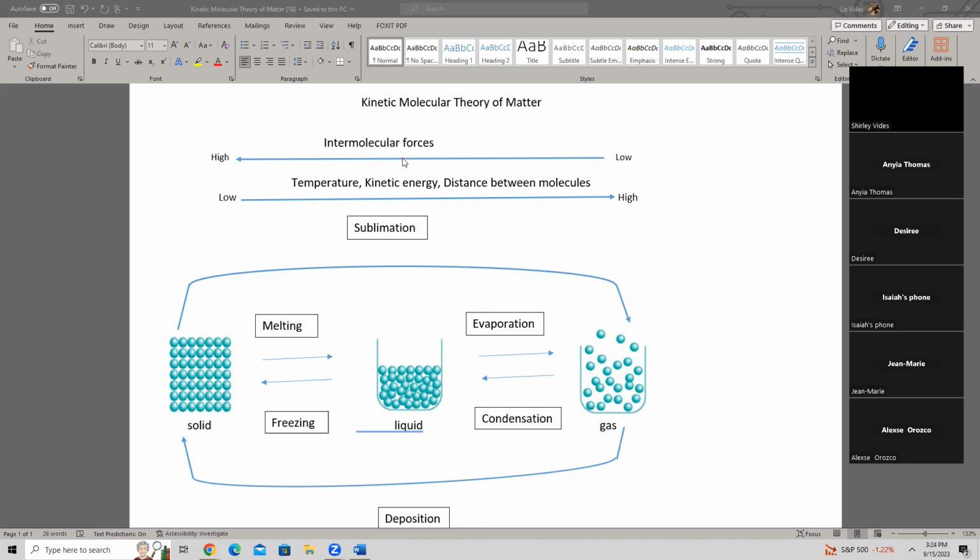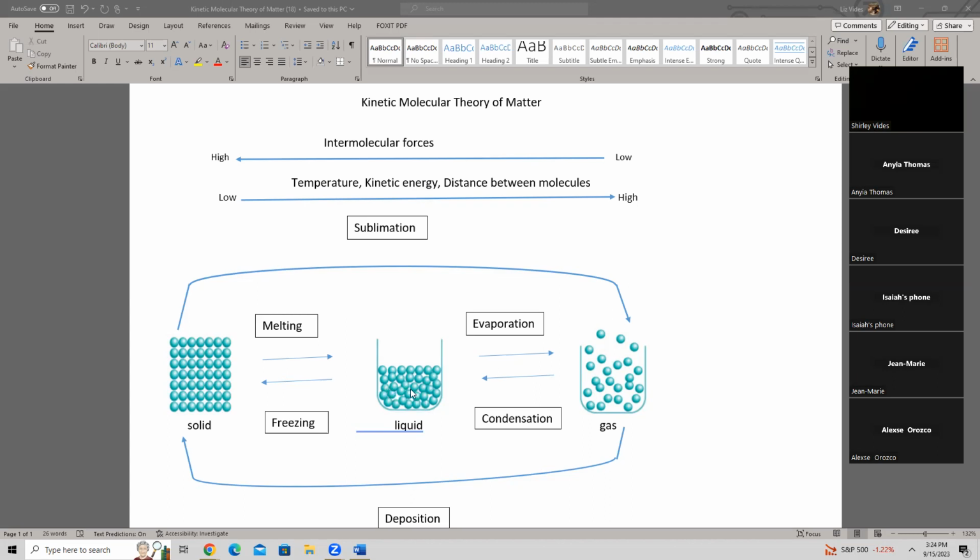Then you have the next part, which is the kinetic energy. But as you know, temperature is the measure of the kinetic energy, the average kinetic energy in a system. And so the temperature and the kinetic energy go together, right? So as temperature increases, so does the kinetic energy. They move more. So therefore, they have more space to move. You see, so it all makes sense if you put it together.